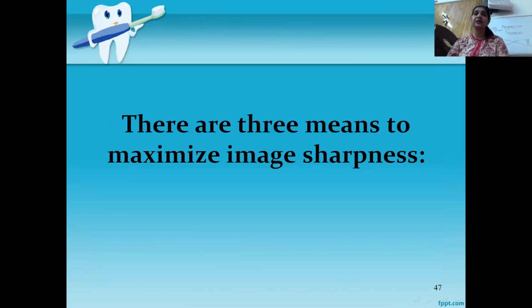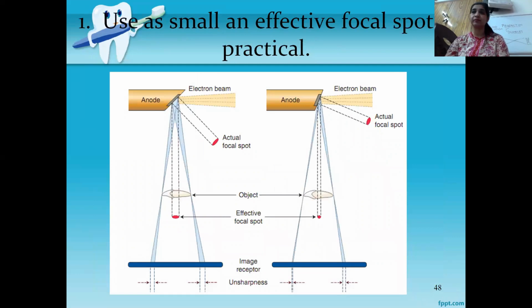There are three means to maximize image sharpness. First, use as small an effective focal spot as practical. Over here we can see that the actual focal spot is over here, and the effective focal spot is encountered over here. So we should keep the focal spot at a certain angulation so that it forms an effective focal spot over here.